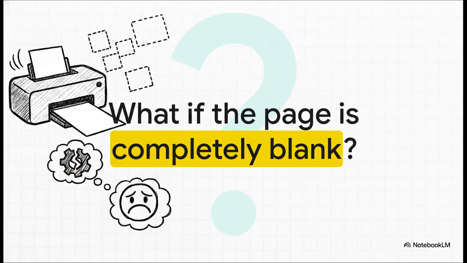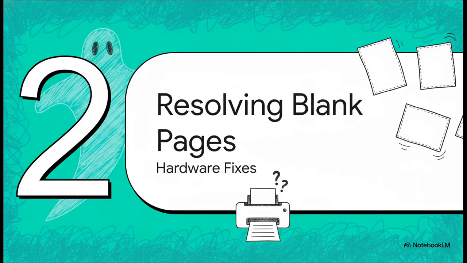But what happens when your printer behaves completely differently? What if it goes through all the mechanical motions of printing, making all the right clicking and whirring noises, but then it spits out a completely blank page with missing text? Part 2. Resolving blank pages.